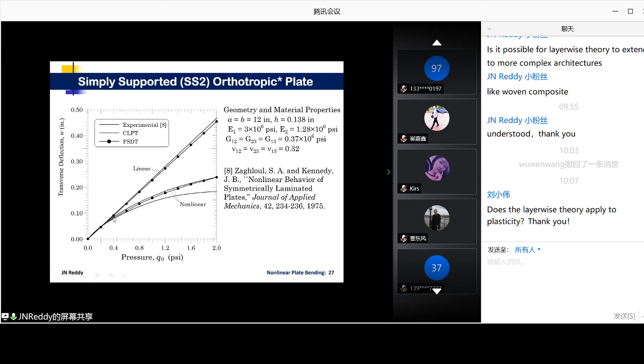But even though it is a thin plate, in the nonlinear range, the shear deformation is going to make the plate behave much closer to the real structure, whereas the classical plate theory tends to model the plate as a stiffer plate. So deflection is less. So that is the issue with the classical plate theory.